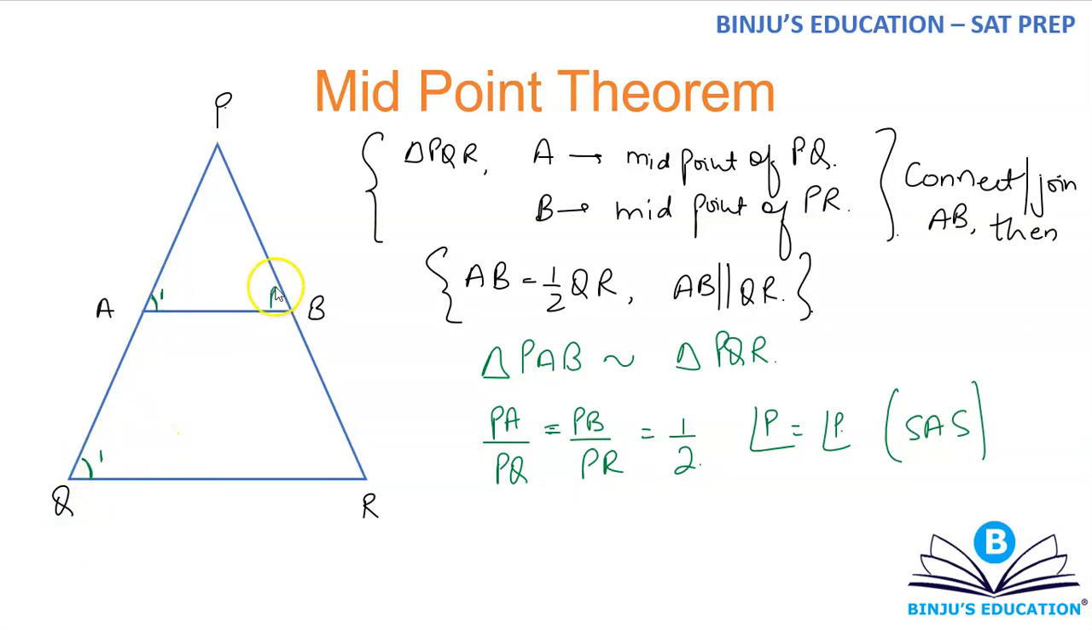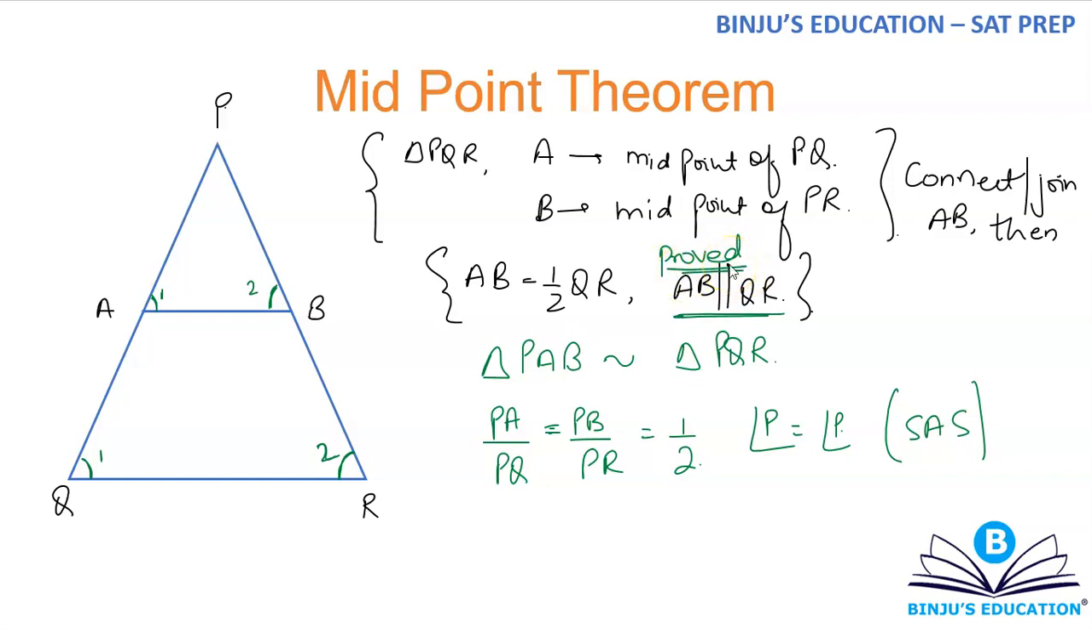This angle B, let's call this 2, will be equal to this angle R. And these angles are only equal when the two lines are parallel, which means AB has to be parallel to QR, proved.